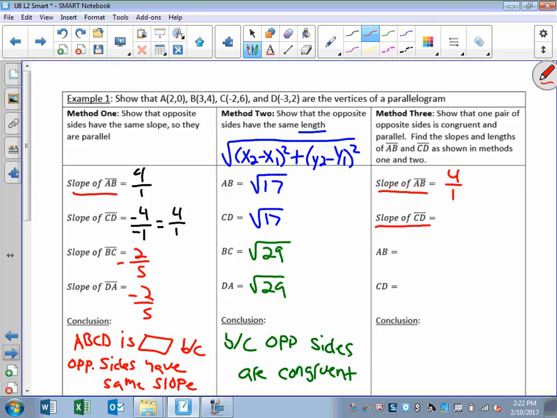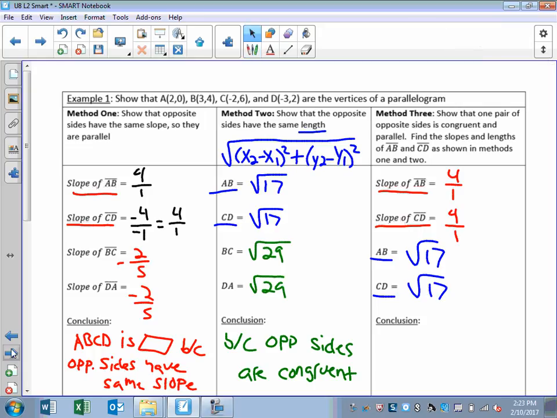Slope of CD we figured out over here. So we got 4 over 1. Length of AB we figured out over here. So we got square root of 17. And then length of CD we figured out over here, which is also square root of 17.